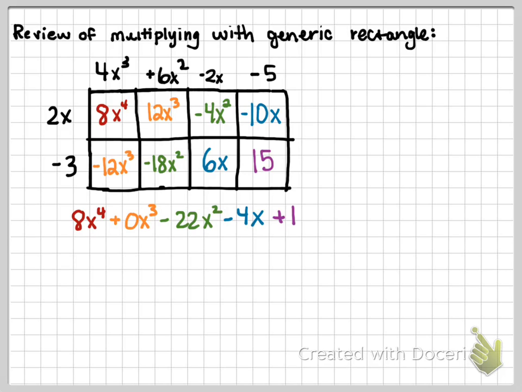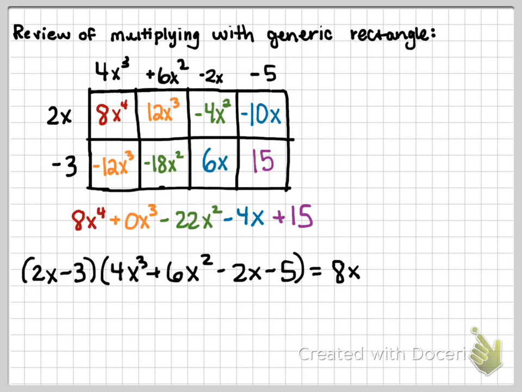So I've got 8x to the 4th power, my 12x cubed and my -12x cubed make 0, and then combine my x squareds, my x's, and then my 15. Okay, so I could say that if I multiply 2x minus 3 times 4x cubed plus 6x squared minus 2x minus 5, I get 8x to the 4th power minus 22x squared minus 4x plus 15. Now that came from what I got here at the bottom when I combined all my like terms from the inside. I could also write this.